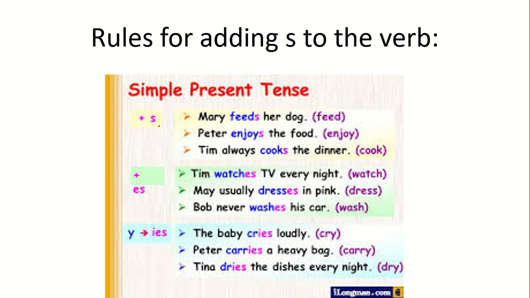Here's some examples of it. Depending on the spelling of the word, we will either add S, ES, or IES. We add S if it's a simple word like jump or feed, but if the word ends in a ch or sh sound, we're going to add ES on the end of them. And if the word ends in a Y, we will take the Y away and we will add IES. So for example, cry, take the Y away and it becomes cries.